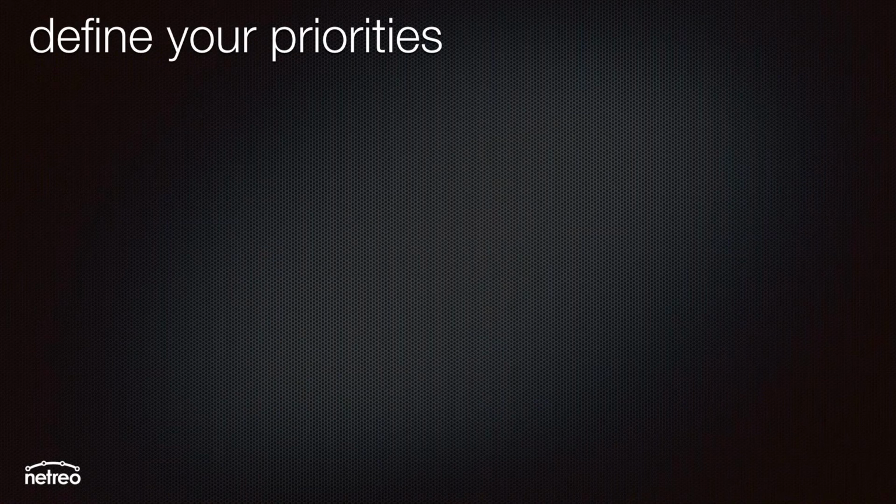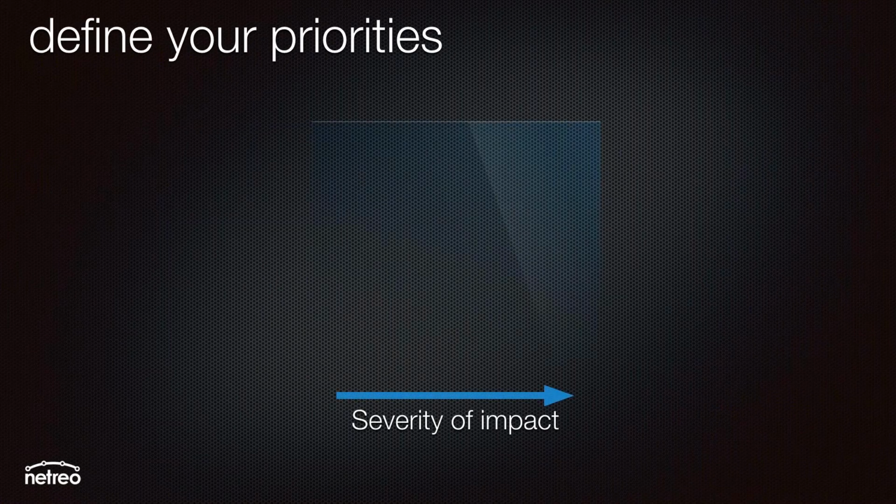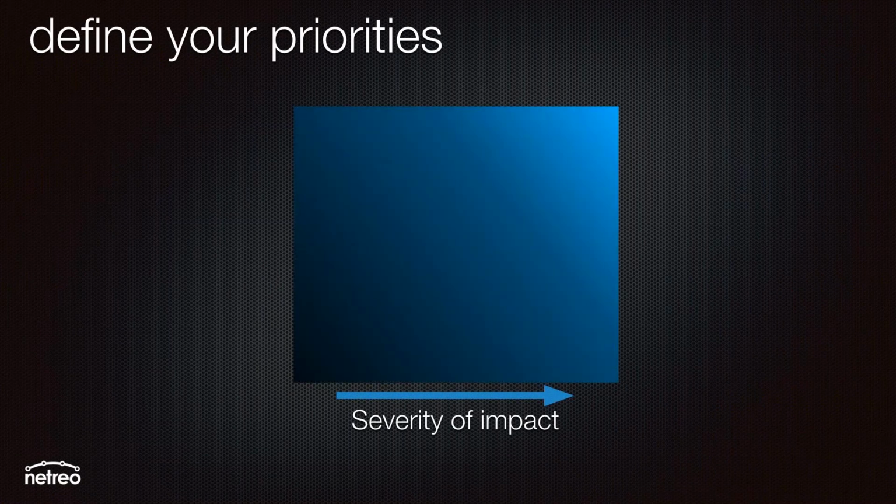So here's a simplified model we often use to help customers develop their own priority system, in case you don't have a well-defined way to do that yet. It starts with defining our impact metrics. In this case, how severely are the users impacted by a problem, and then plot that against how many users are affected by the problem.